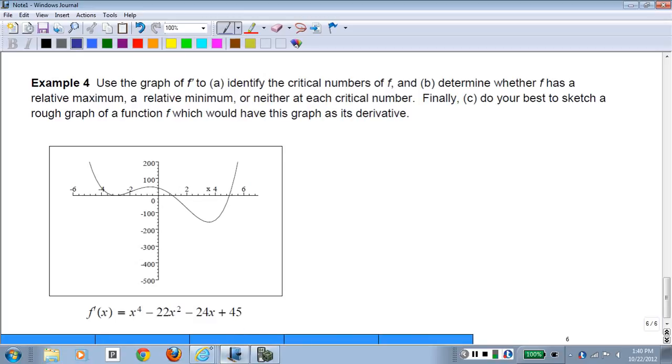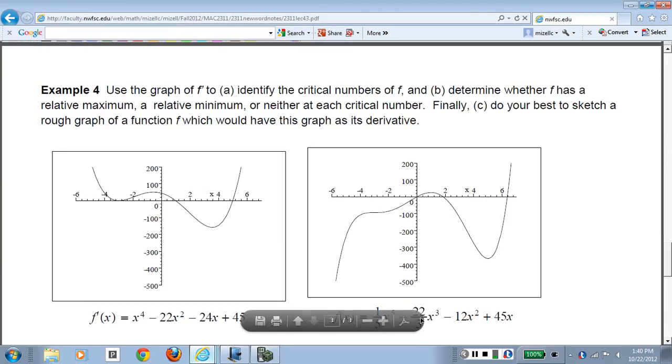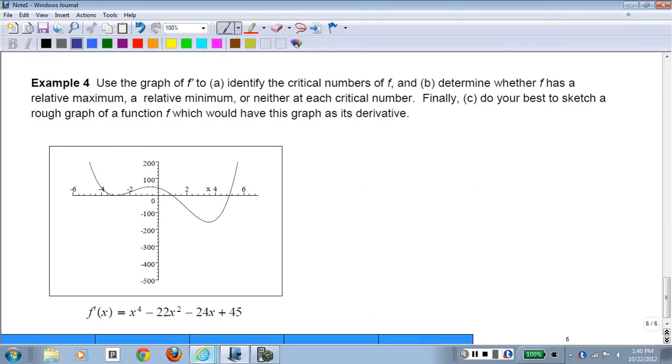Well, what we'll see, once we answer this question, is the antiderivative that I'm thinking of, one of many, is this. No peeking, but 1/5 x to the fifth minus 22/3 x cubed minus 12x squared plus 45x plus any constant is going to work here for an antiderivative. But suppose we just have the picture. Suppose, and I guess I've spoiled it, we don't even have this. Scratch it out. I can erase it later.